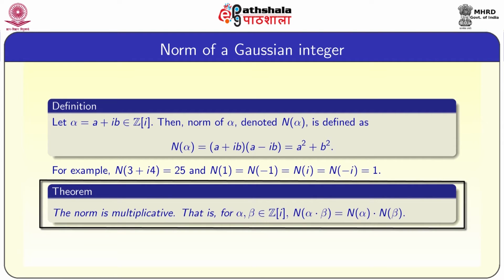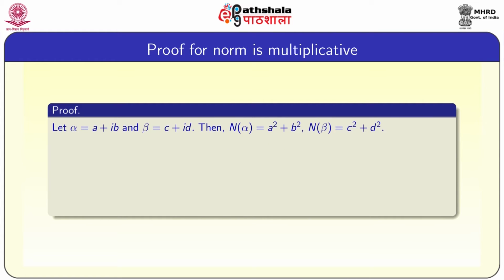One of the interesting properties of this norm is that the norm is multiplicative. That is, for alpha, beta belonging to Z[i], the norm of alpha times beta is equal to the norm of alpha times the norm of beta. So, we are going to prove this. Alpha is equal to a plus ib and beta is equal to c plus id. Then the norm of alpha by definition is a squared plus b squared, and the norm of beta is c squared plus d squared.